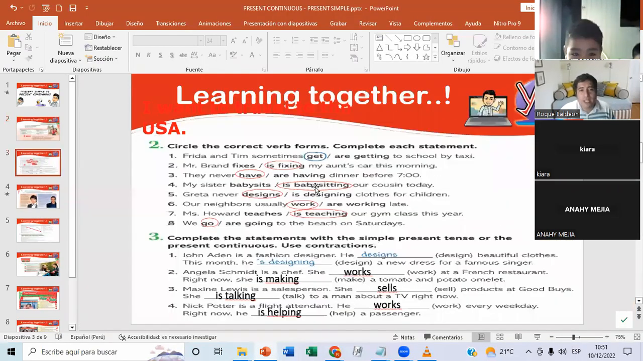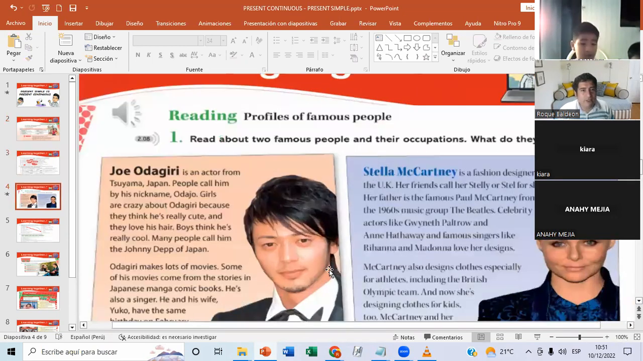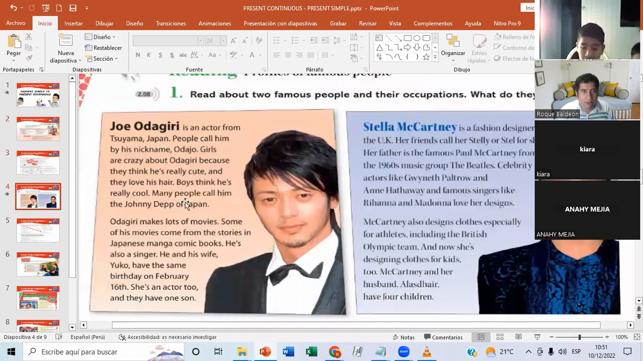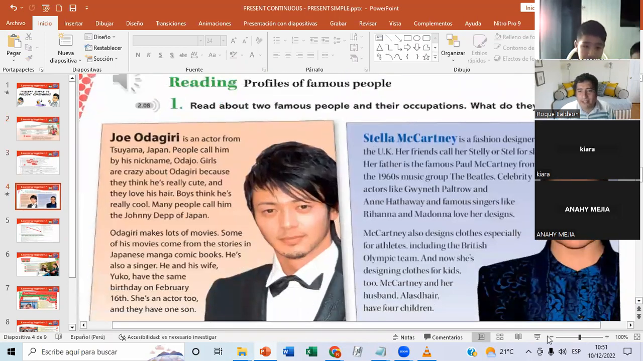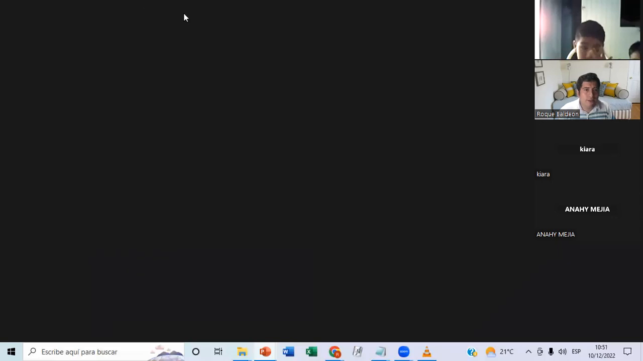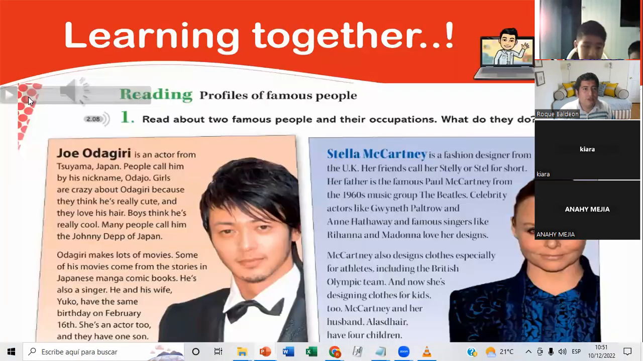Bien, to the students. Entonces, es very important que recuerden esa parte, lo que es present continuous and simple present. Ahora sí vamos con la reading. Ya, que tenemos una reading. Good. Vamos a listen first y luego vamos a invitar para que lean two students. Come on. 1, 2, and 3.